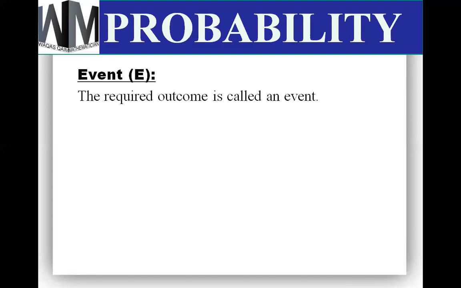Okay, now event. The term event we use for the required outcome. For example, we are rolling a die. So there are six possible outcomes. But we are going to calculate the probability of getting two. So two is our required outcome, and other than two, these are just outcomes. So our event will be two.